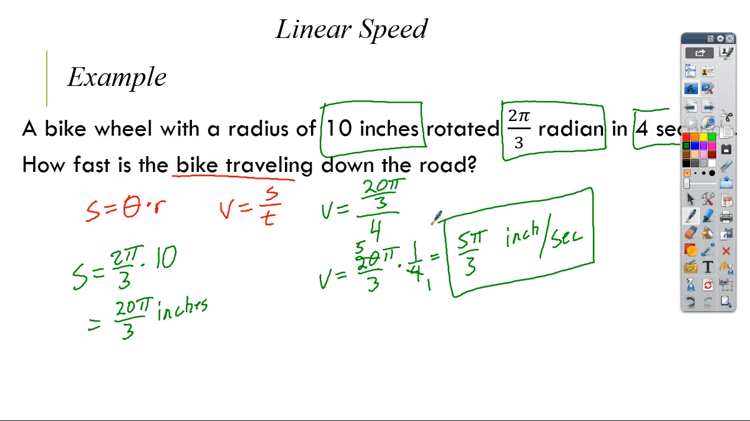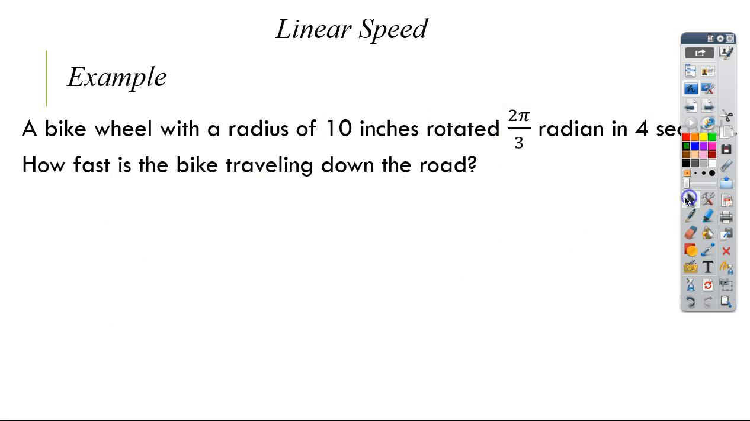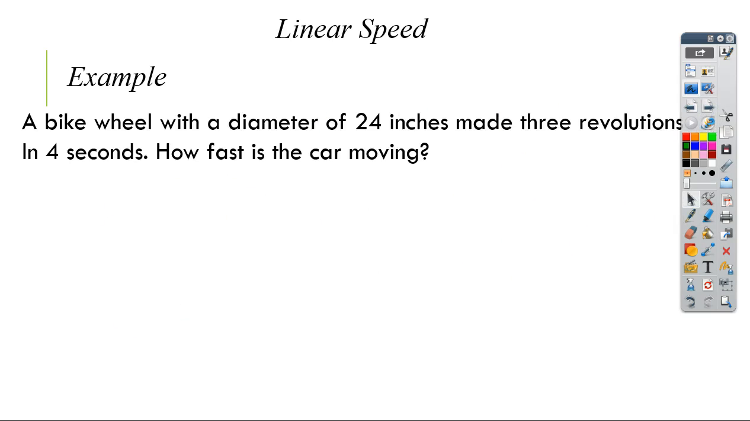Okay. One last example and we're going to be good to go. This last example says a bike wheel with a diameter of 24 inches made 3 revolutions in 4 seconds. How fast is that car moving? So again, I need to be able to figure out how fast. Okay, so that's my velocity. Car moving, linear velocity, because it's talking about the car moving, not how fast it's rotating. So velocity is equal to distance over time, but I also have to know that distance is equal to theta times r.